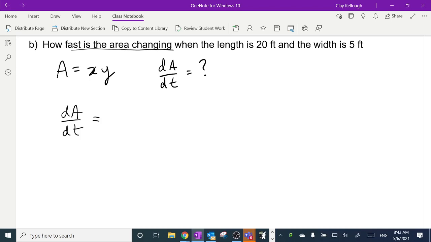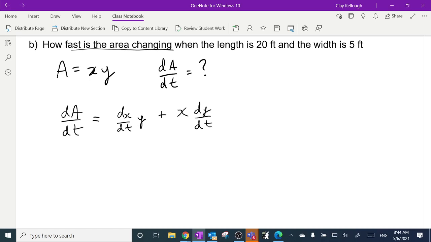And that is product rule, right? That's two different variables, and neither one of them is the variable I'm actually taking the derivative with respect to. So it's going to be chain rule on both of them. So how about we'll do the derivative of x times the second variable, plus x times the derivative of the second variable.